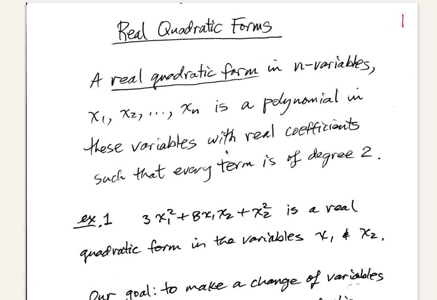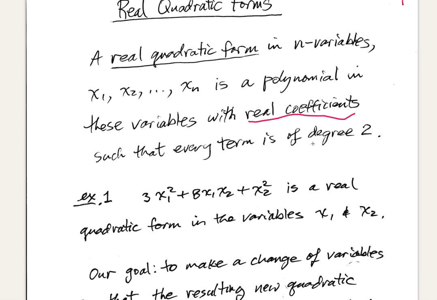But for the original definition here, a real quadratic form in n variables, say x sub 1, x sub 2, out through x sub n, is a polynomial in these variables with real coefficients, so that's where the real part comes in, such that every term is of degree 2. So that means if you were to write it without exponential notation, the non-coefficient part, the variable part, would be the product of two of the variables, not necessarily distinct.